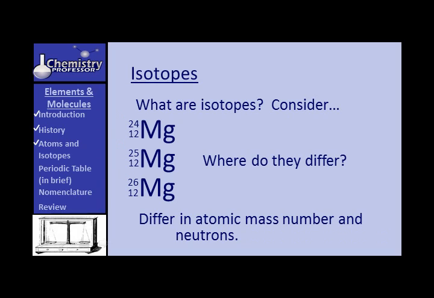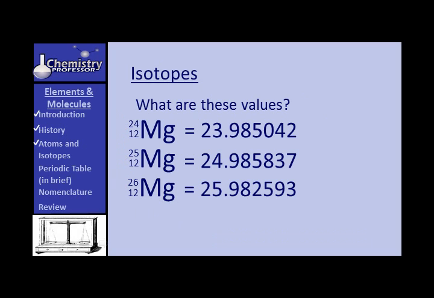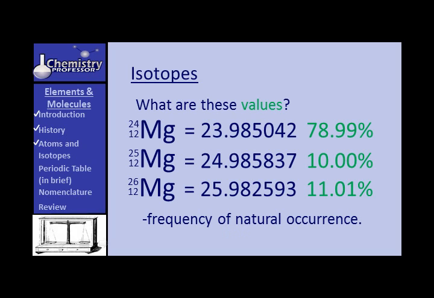Therefore, the isotopes differ by atomic mass number and the number of neutrons, but are the same with regard to the atomic number and the number of protons. What are these values? These are their relative weights when compared to carbon-12, the most common isotope of carbon. And look, what are these values? These are the percent of their natural occurrence, the frequency of their natural occurrence, if you will.